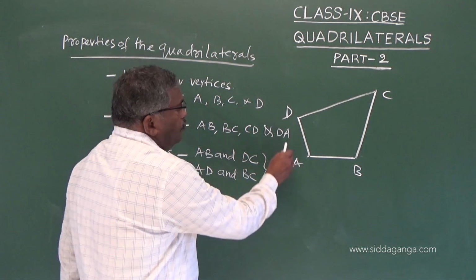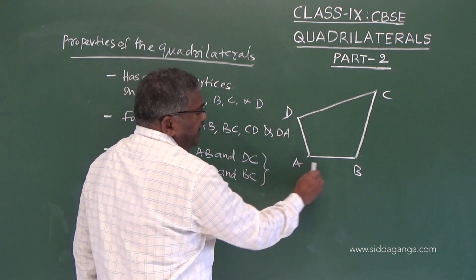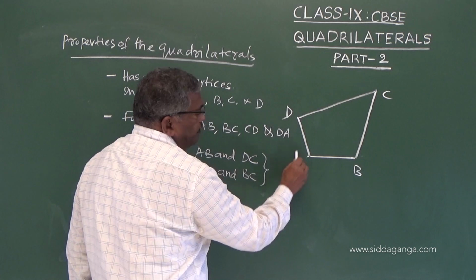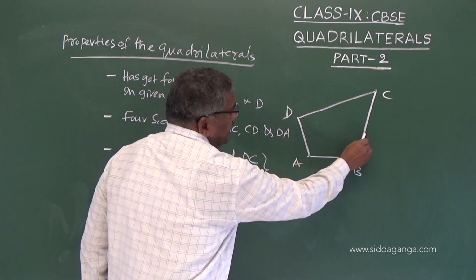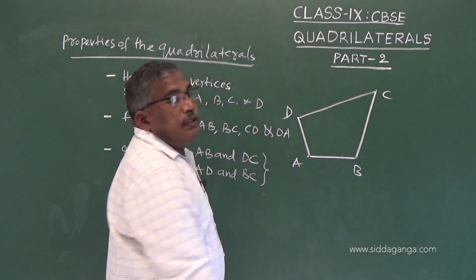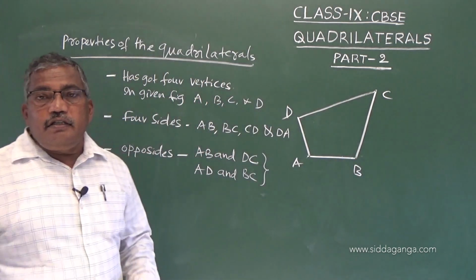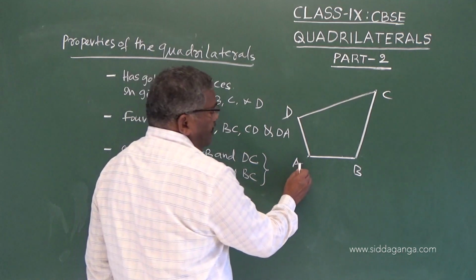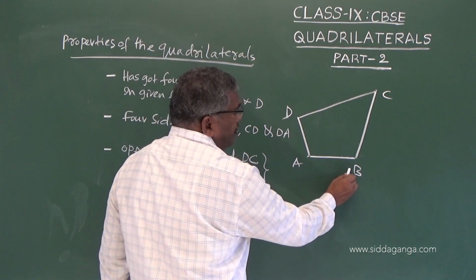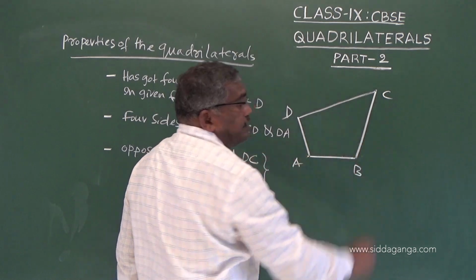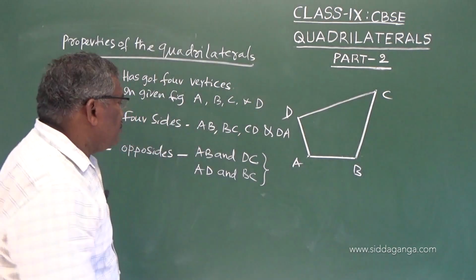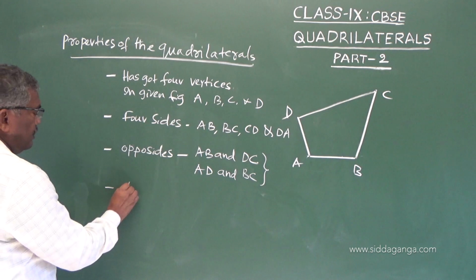Now, if I talk of AB and AD, or if I talk of AB and CD, these two are called adjacent sides. So adjacent to AB may be AD or it may be BC. So both are adjacent. Therefore, adjacent sides.